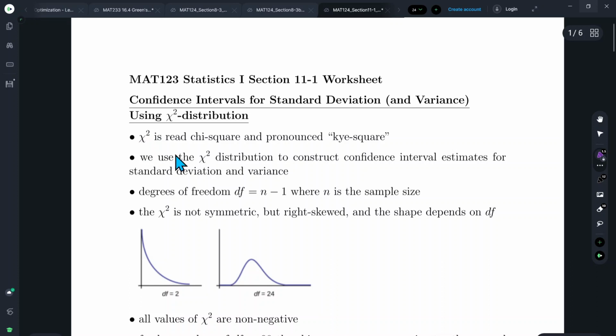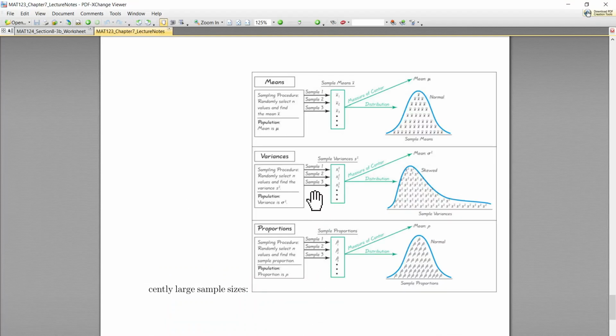Okay. So we're going to be using the chi-square distribution to construct confidence interval estimates for the standard deviation and variance. The reason for this is, if you imagine taking the sampling distribution, what that means is that you take many different samples of the same size n, and you calculate the statistic for these particular samples, like either variances or proportions.